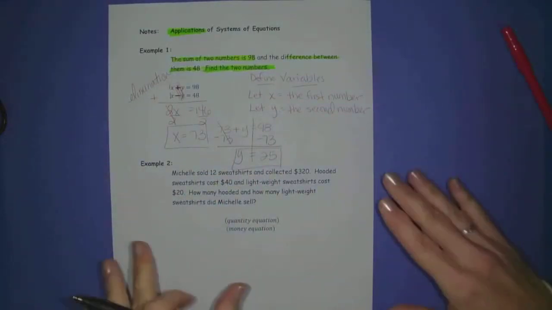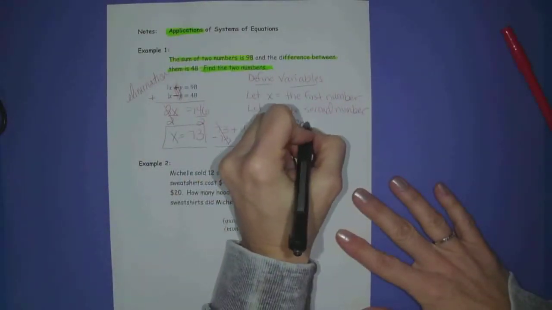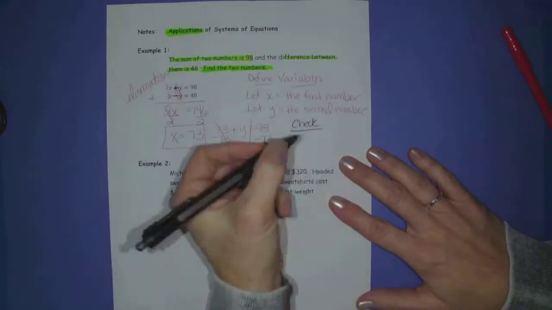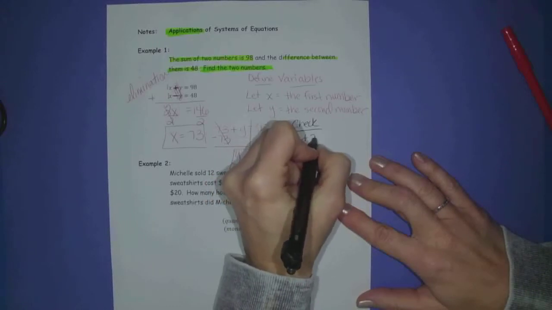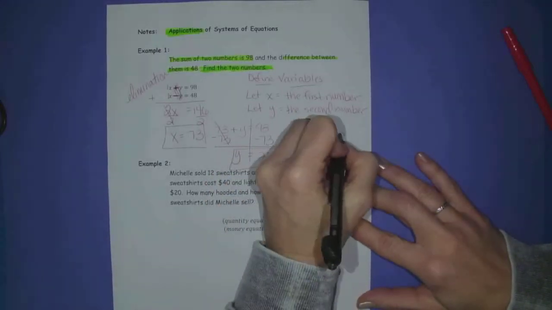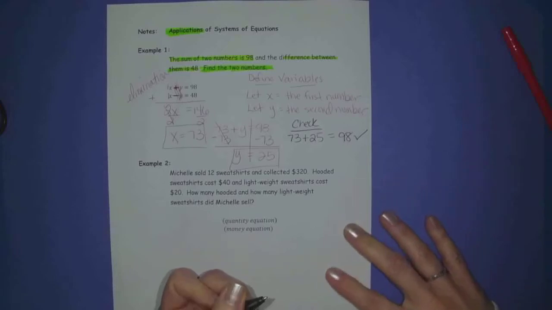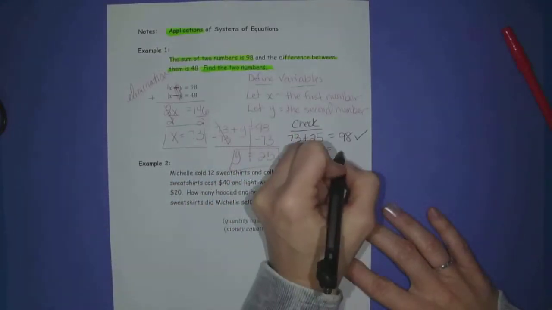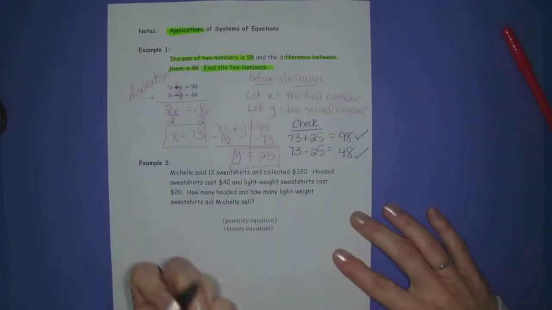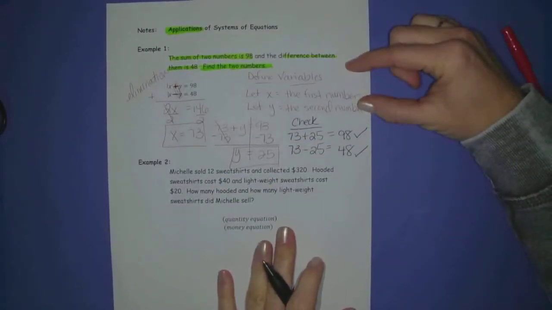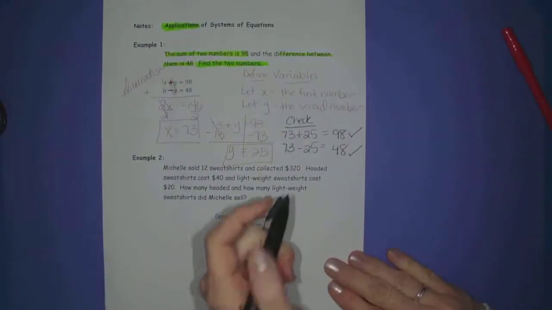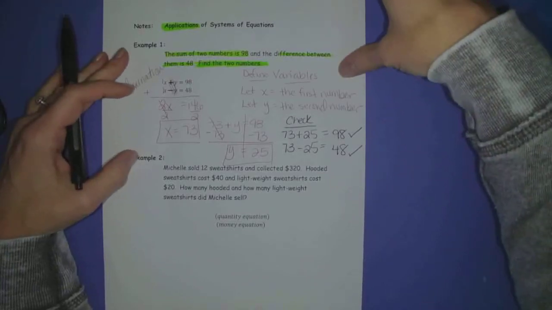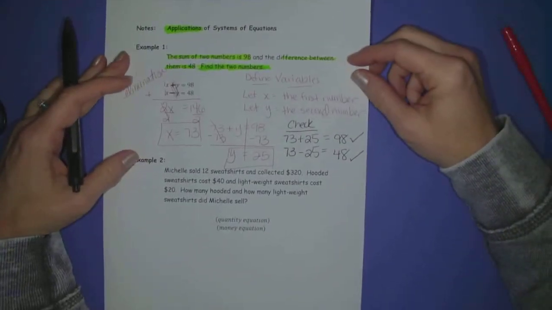And then to check it, let's find the sum of my 2 numbers. 73 plus 25, well, indeed, that's 98. So that checks out. And let's find the difference between them. 73 minus 25, is that 48? Indeed it is. So I defined my variables, I solved my system, and I ran a check, and everything's looking great. So this would be an example of a pretty simplistic application of a system of equations.